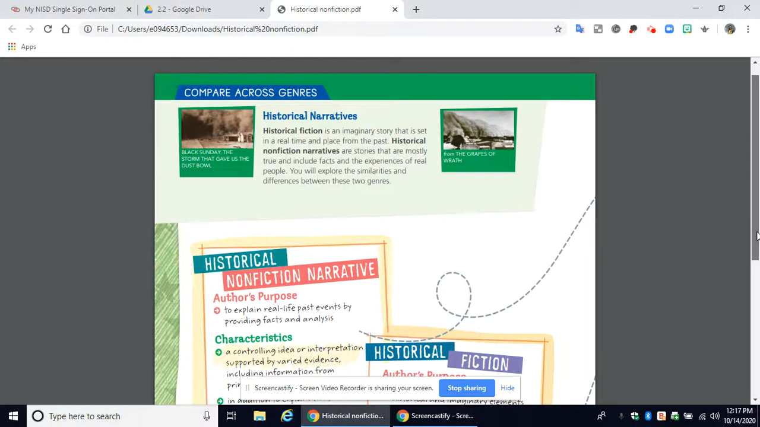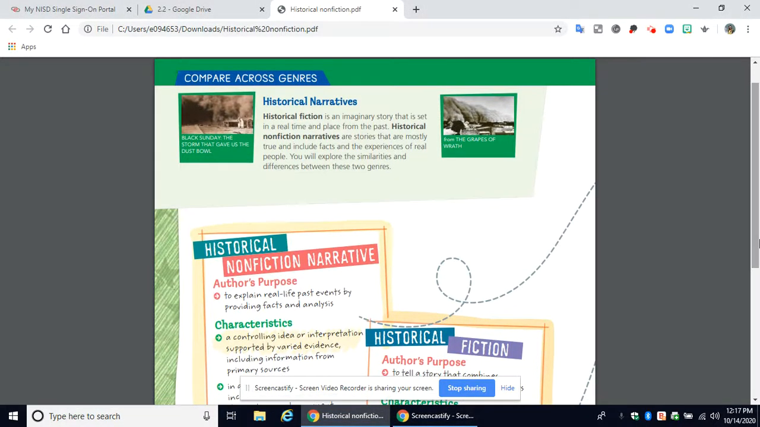Hey guys, so today I'm going to be explaining the genre of historical fiction. We are going to be reading several stories throughout the days that go with historical fiction. For example, the first story you are going to read after this is called Black Sunday, the storm that gave us the Dust Bowl. And that type of story is an example of historical nonfiction narratives.